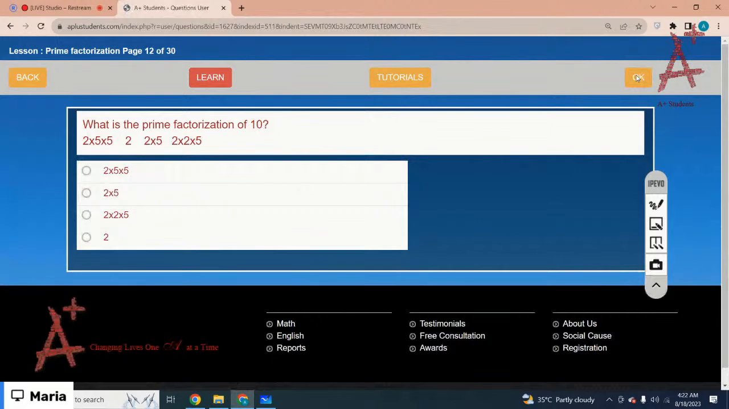What is the prime factorization of 10? Which is the correct option? 2 times 5 is 10, right? The correct option is 2 times 5.